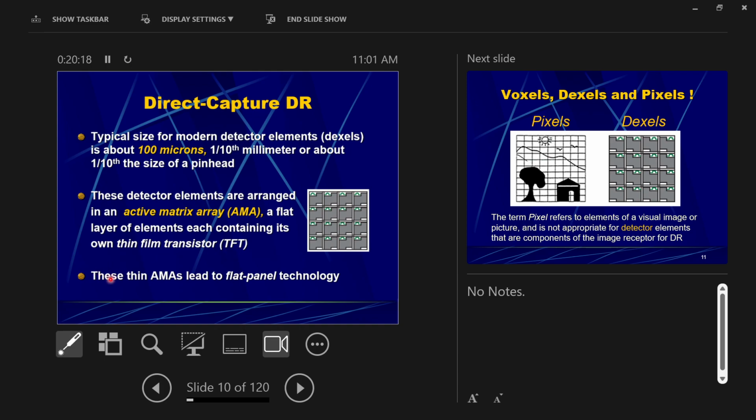But these thin active matrix arrays give us now what we call flat panel technology. When you get into my x-ray room for lab, you'll see our DR detector. If you've worked with one, you've seen them. They're no bigger than an old CR imaging plate. They're flat, they're small. Okay, we're able to make them small because we were able to miniaturize these detector cells.